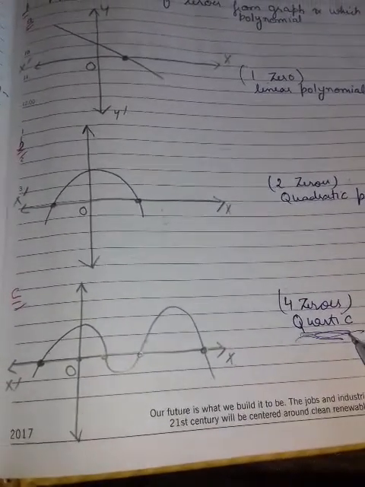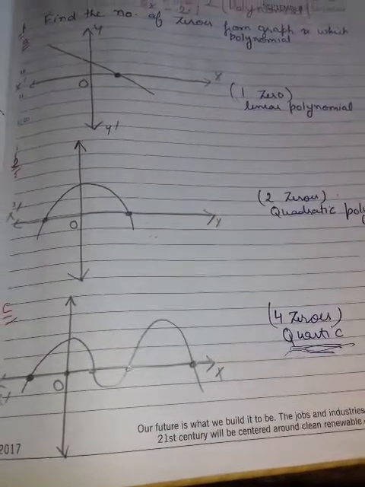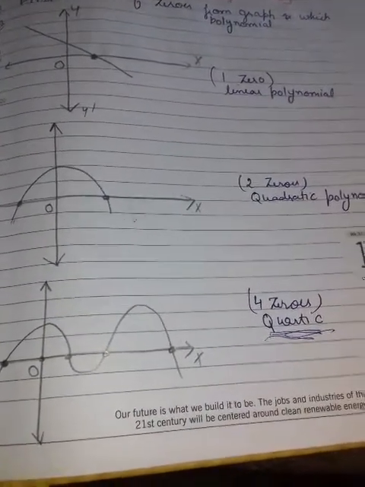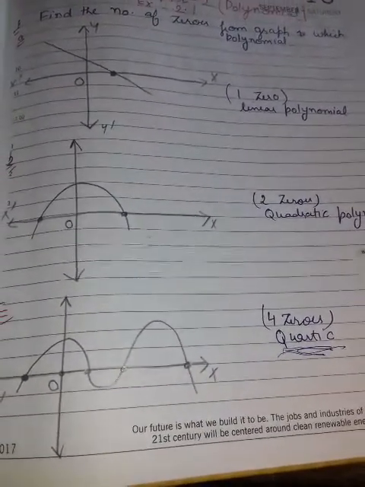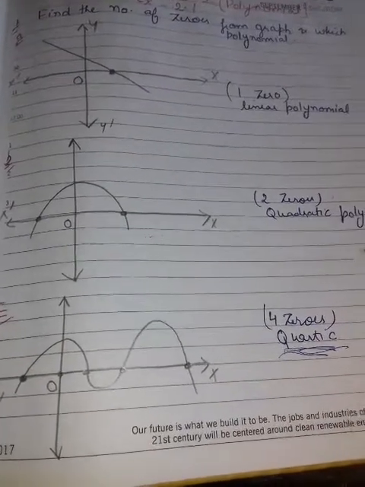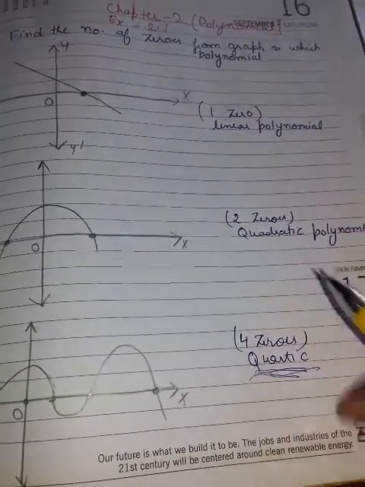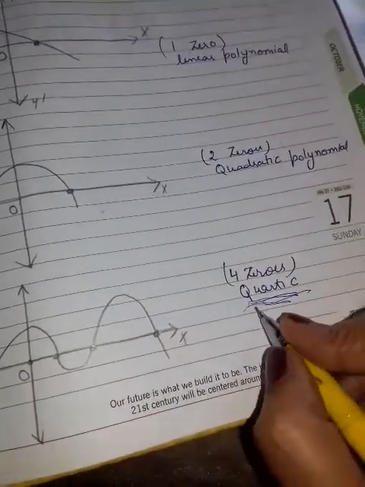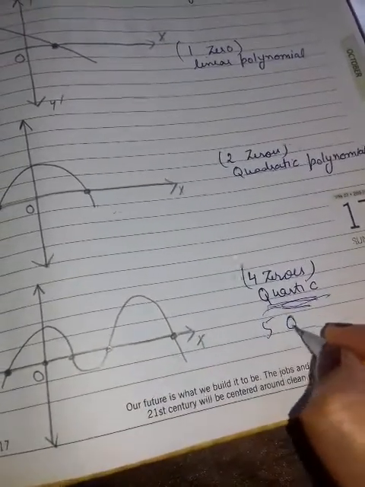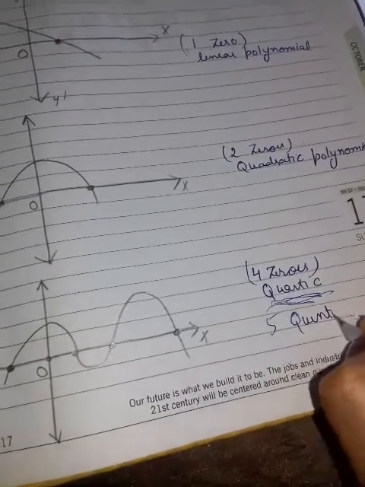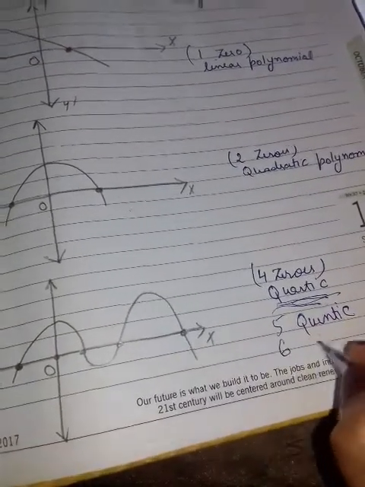Quartic. If 5 zeros will be there, then you will say quintic. If 6 zeros will be there, you will say hexic. One time linear, second time quadratic, third time quartic, 5 times quintic. Yes, 6 zeros, you will say hexic.